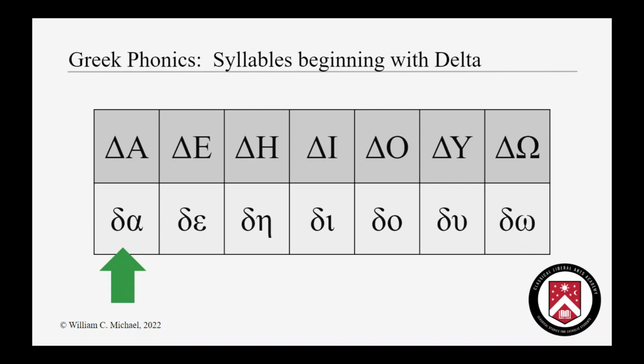Now let's read syllables beginning with delta. Da, de, de, di, do, du, do.